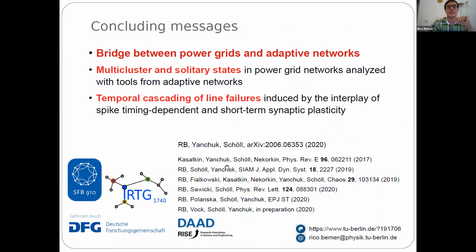All right, and yes, with this I come to my end. So what we've done is we bridged between the power grids and the adaptive networks by showing that the basic models are dynamically equivalent, and that power grids are just a subclass of the adaptive networks. We've seen that we can find multiclusters and analyze multicluster and solitary states with tools we developed for adaptive networks, and we proposed a simple model for temporal cascading of line failures also in the adaptive networks.